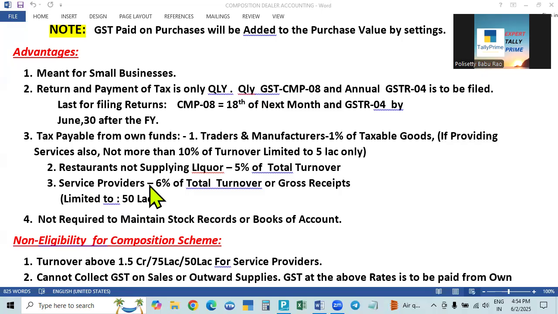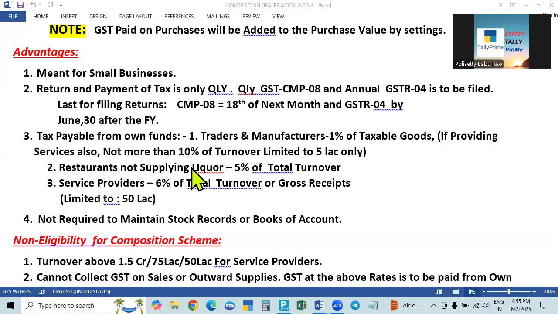He has to become a regular taxable person. He's called a regular taxable person. This is the thing. And so 1, 2, this is 3. And another one is restaurants. Restaurants not supplying liquor, that is, restaurants supplying only food items, not liquor.